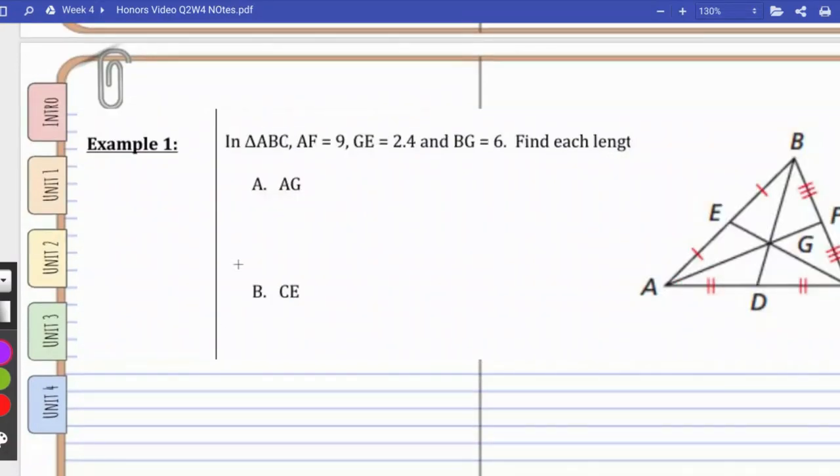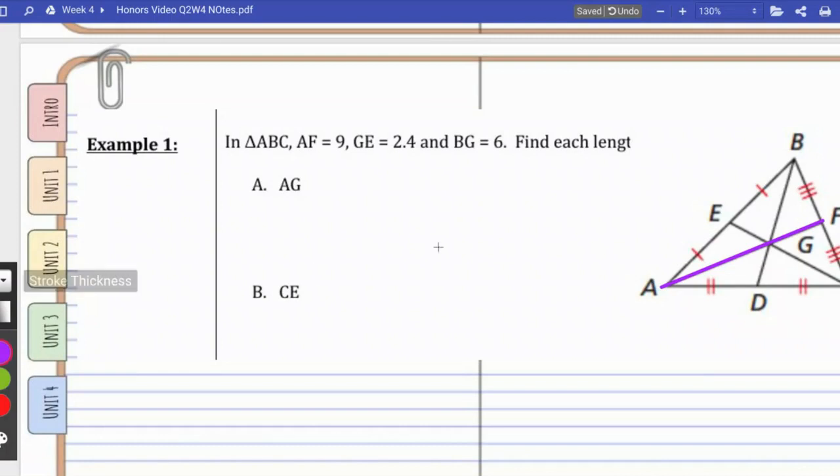So let's do an example of this. If I look here, AF is 9, so this entire median is 9. Well, if I split it into threes, I know that this little piece G to F has to be 3, because 1/3 of 9 is 3, and A to G has to be 6. Do you see how AG is twice the size as G to F, but added together they still equal 9? So AG is 6.